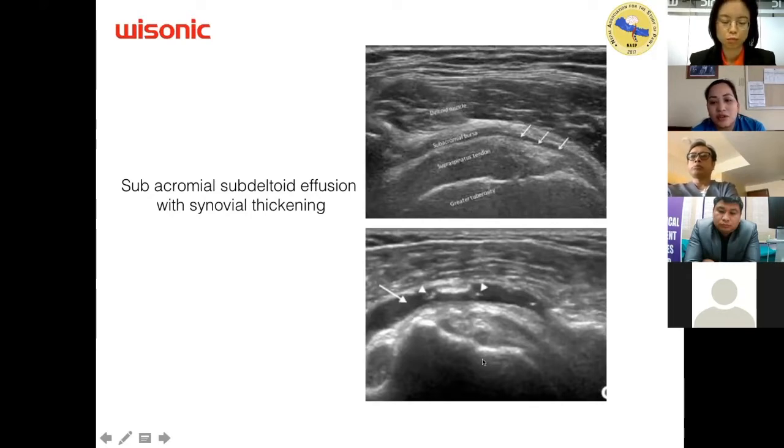This is another picture, again showing the same pathology, where I just wanted to highlight the type of fluid that is inside the subacromial subdeltoid bursa. It is thick and it is turbid, and you can see a lot of white structures floating inside the effusion, which tells us that it is a bad inflammatory soup.